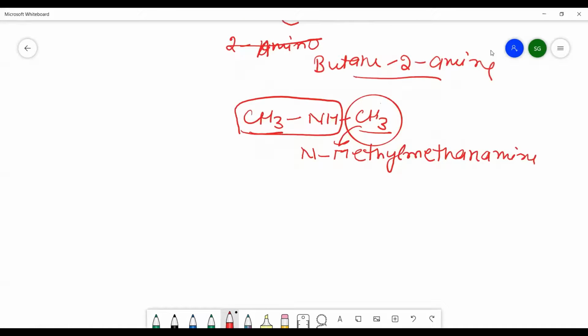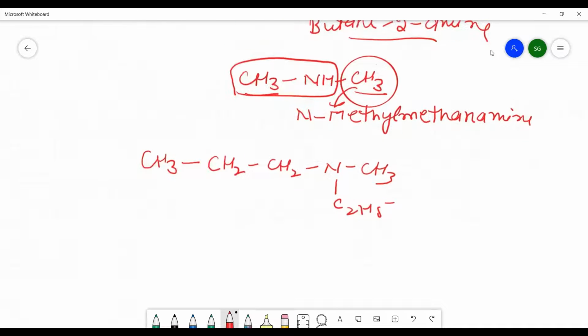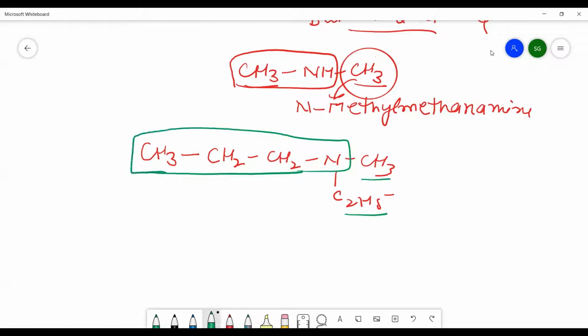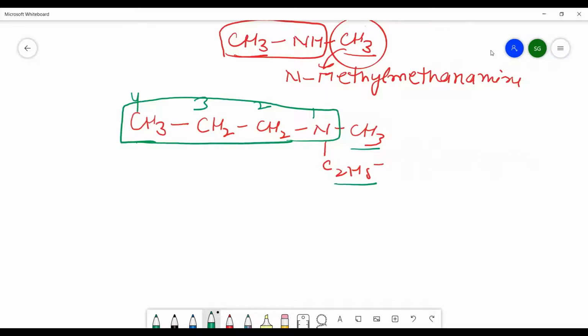Now suppose we take another compound like this. One group is present and another will be present like this. Here you can easily see that there are CH3, C2H5 and a propyl group. Since this is the longest chain, it will become propanamine, and the first position is occupied by the nitrogen atom. So the numbering will be 1, 2 and 3. So the name will become 1-propanamine.